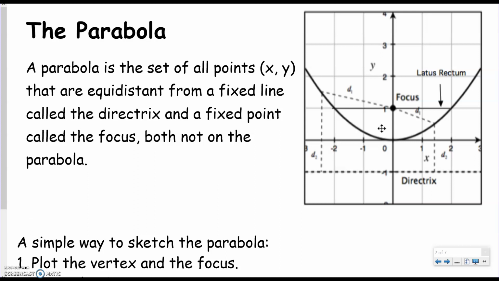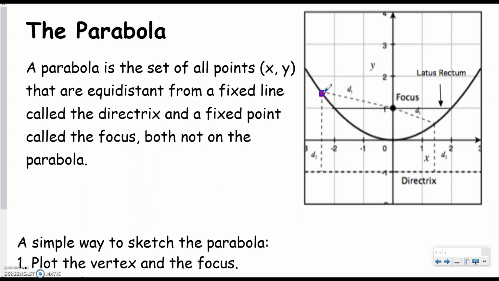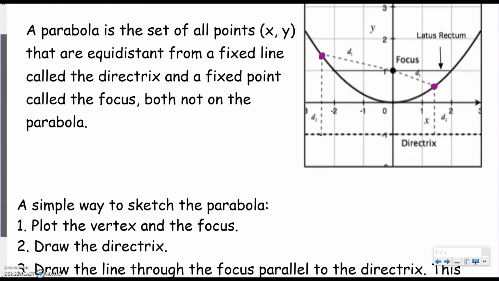A parabola is a set of all points that are the same distance from a fixed point called the focus and a fixed line called the directrix. Neither one of them is actually on the parabola, but it's the same distance. So if you look at this diagram here, they have a point marked out here. This point on the parabola is the same distance to the focus as it is to the directrix. Same thing with this point on the right side. That's how they come up with the parabola.